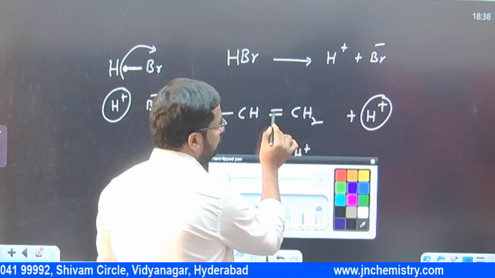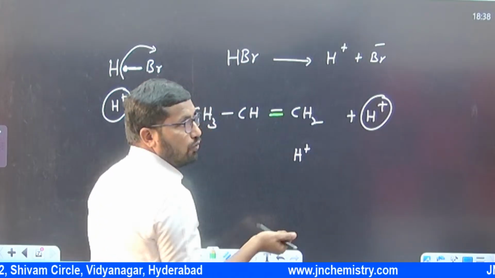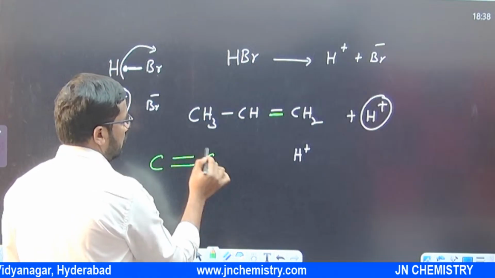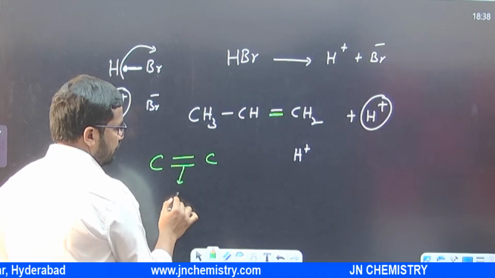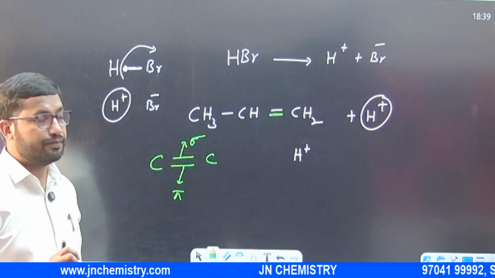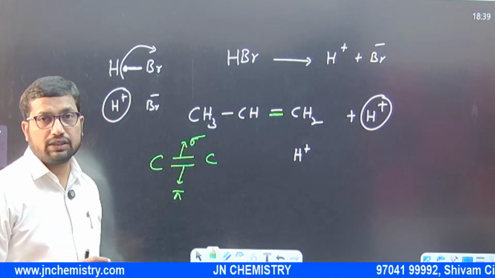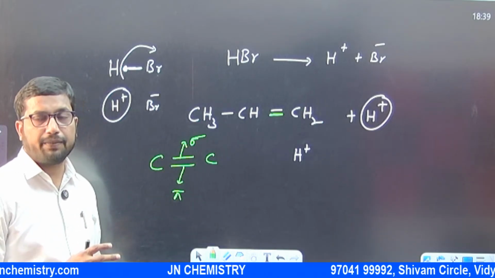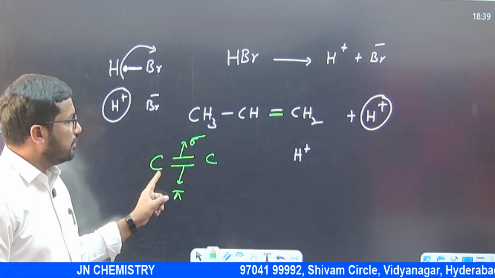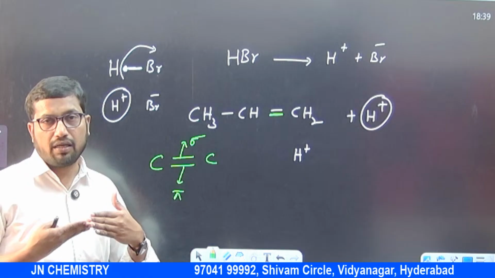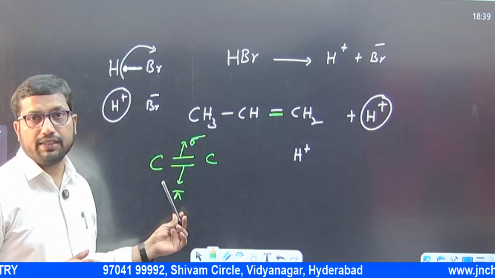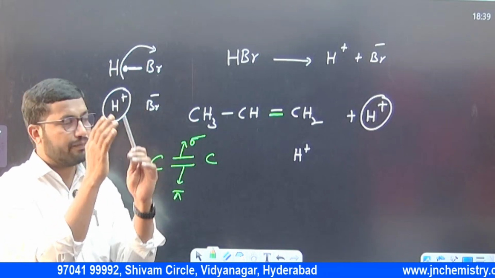A double bond means one is a sigma bond and one is a pi bond, right? Which is the stronger bond and which is weak, sigma or pi? Sigma is strong, pi is weak. Because in sigma, head-on or end-to-end overlapping takes place, whereas the pi bond is formed by sidewise overlapping.